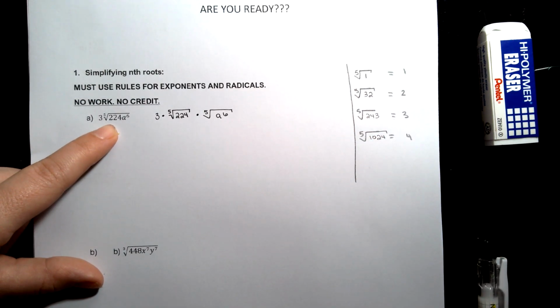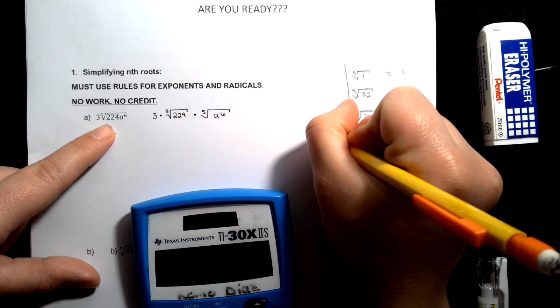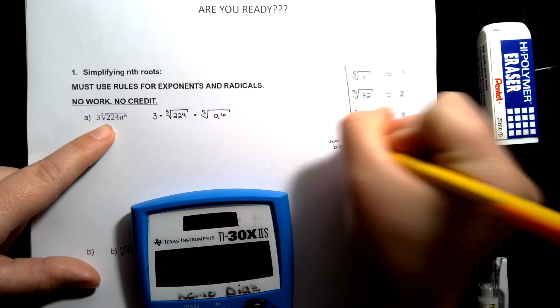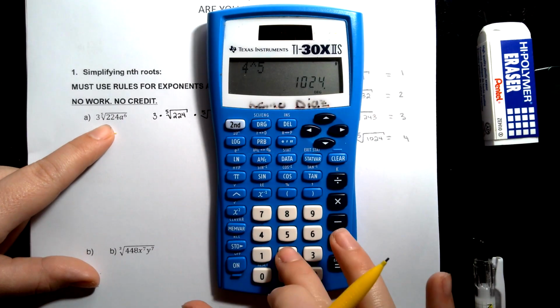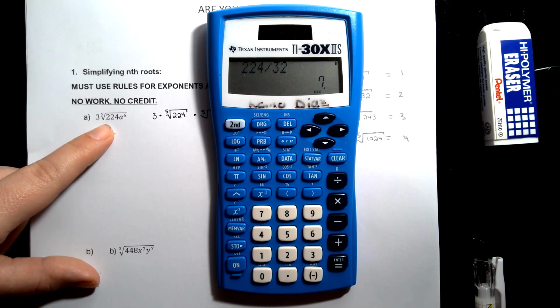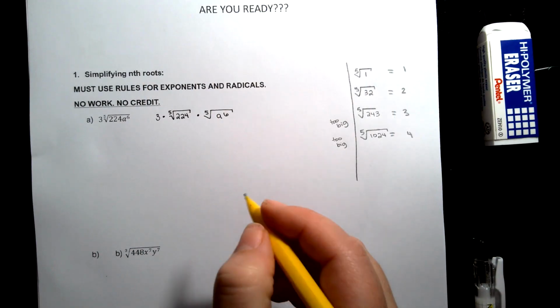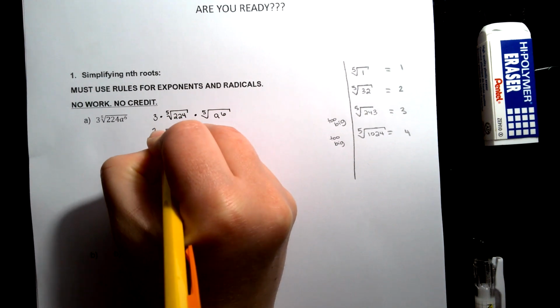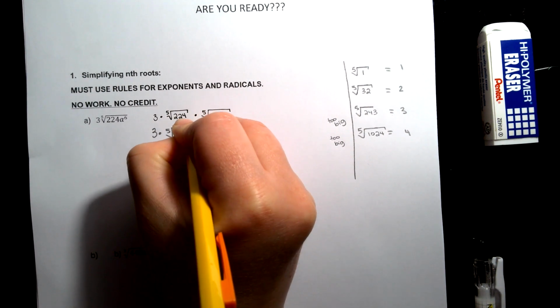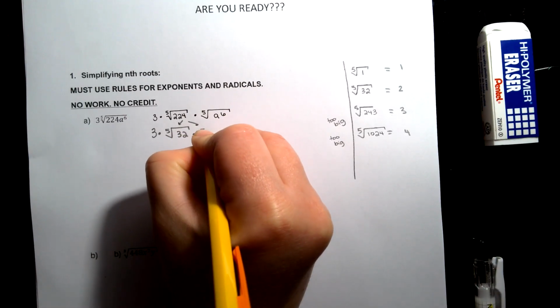Now what I'm looking for are numbers that are smaller than 224, but that go into 224. So 243 is too big. Definitely the thousands are too big. So I can't use those, but I'm going to test if 32 can go into this fifth root of 224. So I'm going to separate this out one more time, but now I'm going to use the fifth root of 32 times the fifth root of 7.